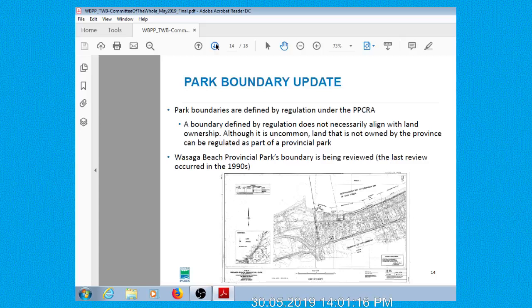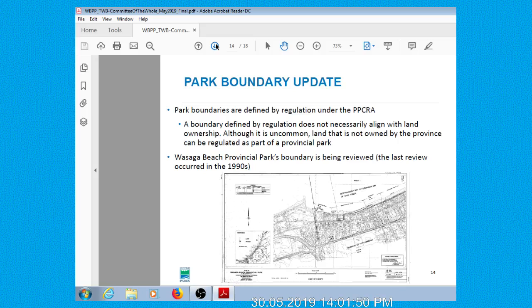Okay, the park boundary. The park boundary is being reviewed. Initially, we talked about doing it as a coordinated process with the management planning process, but the complexity of the lands issues and really strange things that have turned up in Wasaga Beach have meant that we're going to move forward with the management plan, and we're going to carry on with the park boundary, but they're not linked up quite the way we had intended them to be. The image that you see is a screen capture of what the current park regulation plan looks like.